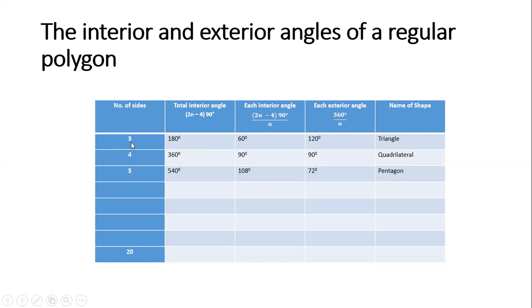So the first shape we have is what? Having 3 sides, that's a triangle. And we have already determined that the total interior angle is 180 degrees.